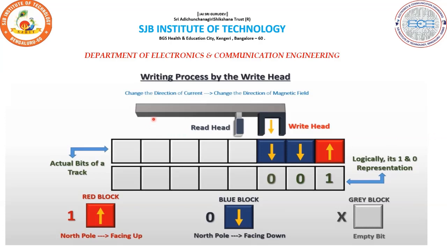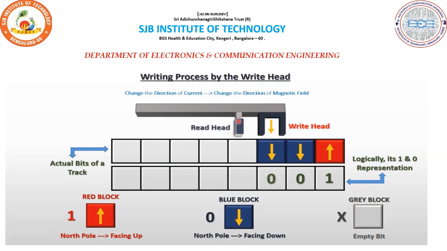This is how the writing process is done by the head. It sends current pulses to write on the disk. The downward arrow indicates a magnetic pulse generated by the coil. A downward arrow is writing the 0, and an upward arrow is writing the 1, depending on the current direction. If the north pole is upward, the current is facing up, and that is logically 1. The gray block is the no bit.